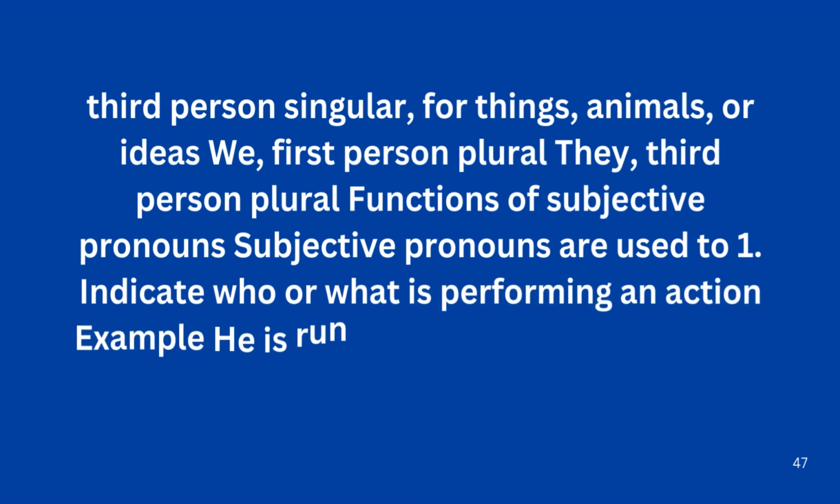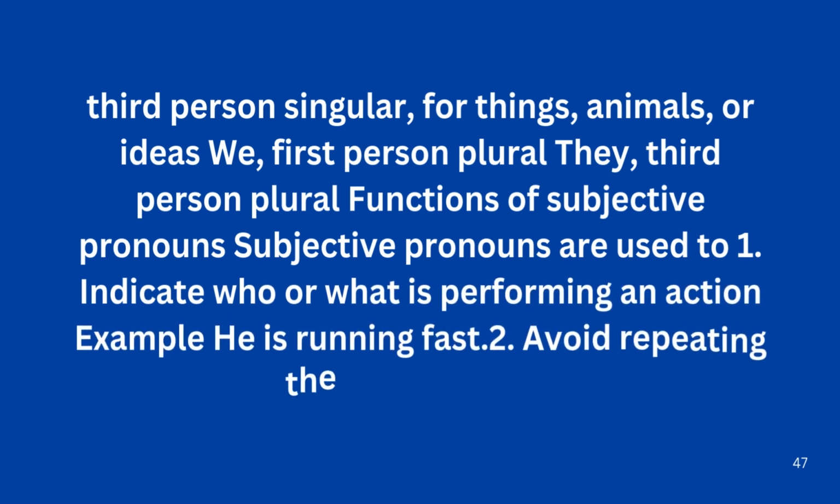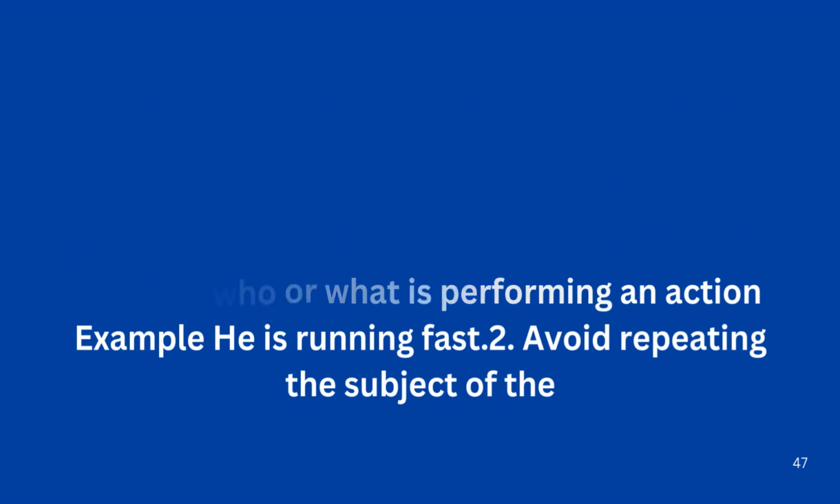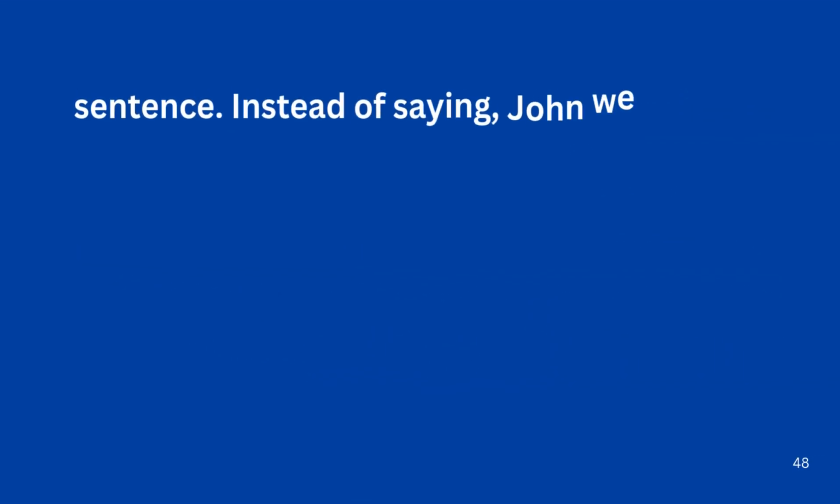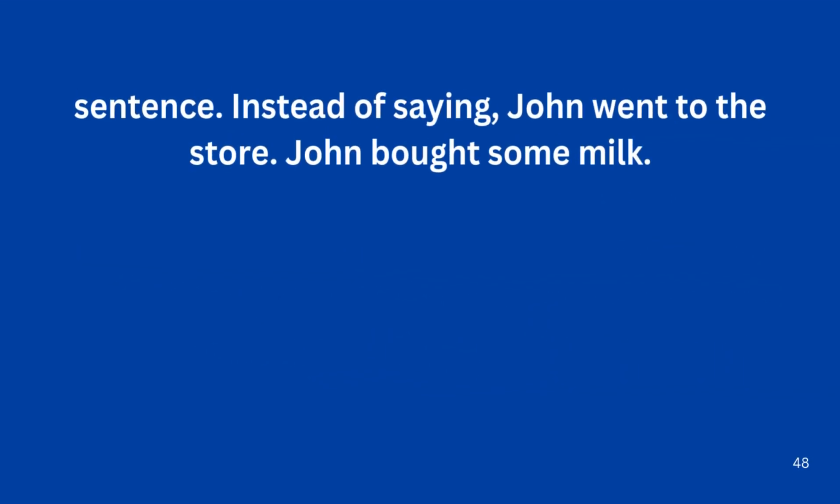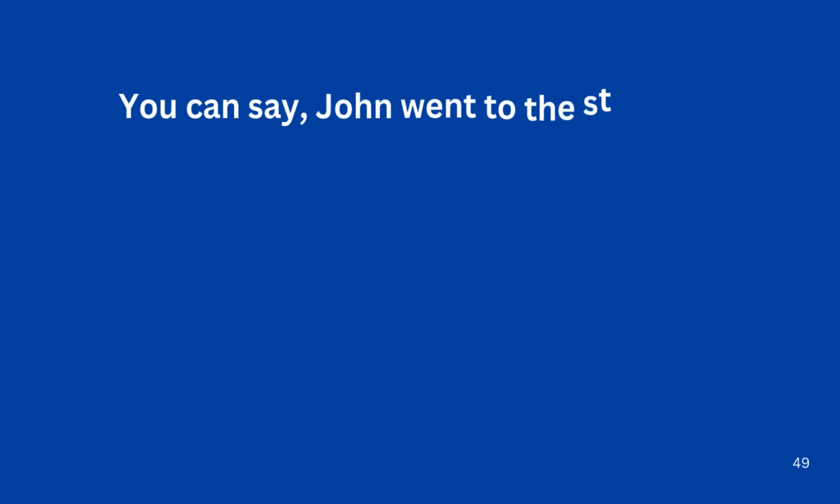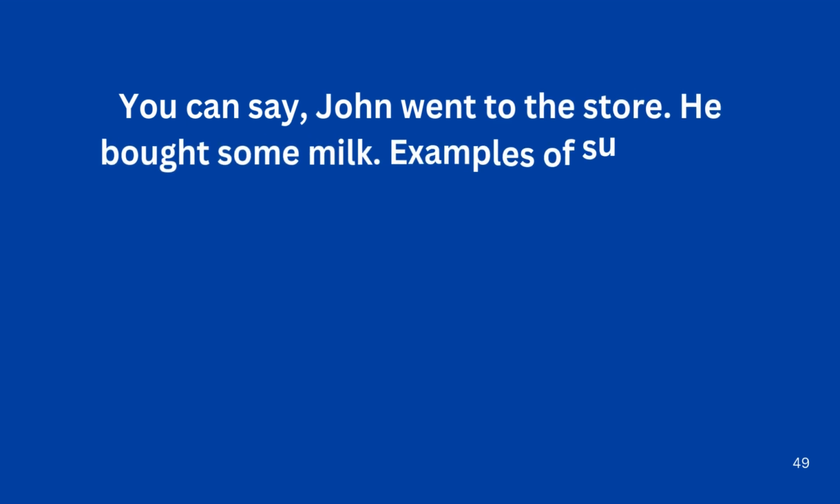Functions of subjective pronouns. Subjective pronouns are used to, 1. Indicate who or what is performing an action. Example: he is running fast. 2. Avoid repeating the subject of the sentence. Instead of saying "John went to the store, John bought some milk," you can say "John went to the store, he bought some milk."